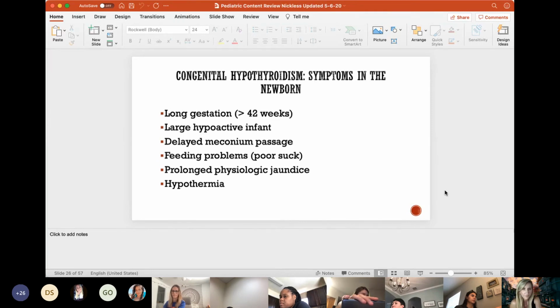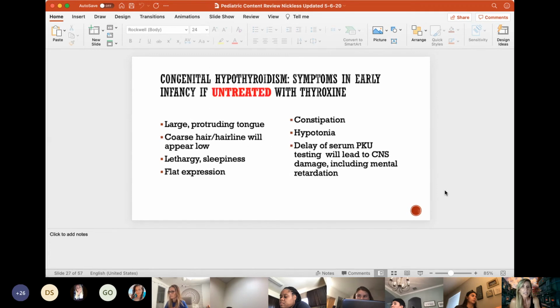That's what was low. And typically we can see this in the newborn, especially if they go past dates. If they're very hypoactive, delayed meconium, feeding problems, jaundice, or hypothermia, those are some signs. And the biggest thing is when they're untreated, they're going to have that coarse hair, all the same symptoms that you would see in adults: constipation, hypotonia, coarse hair, lethargy, sleepiness, flat expression, large protruding tongue.